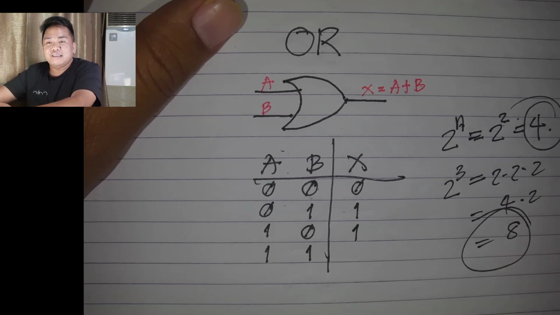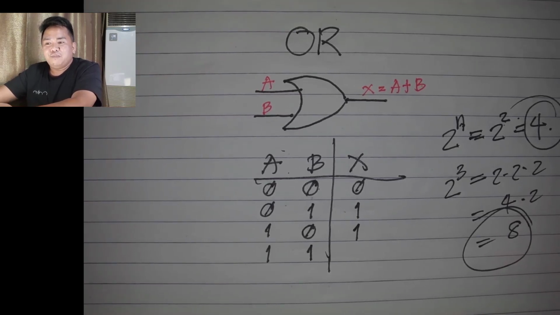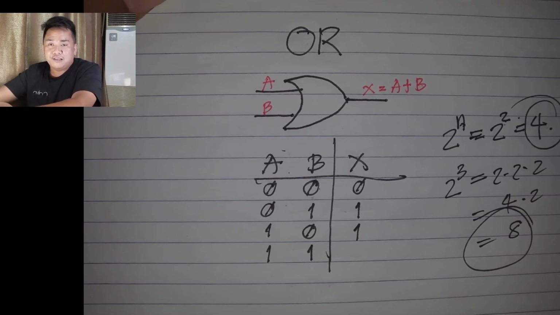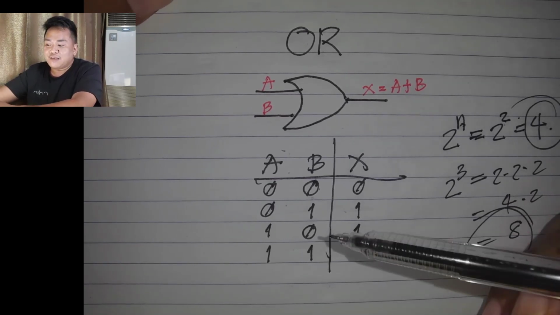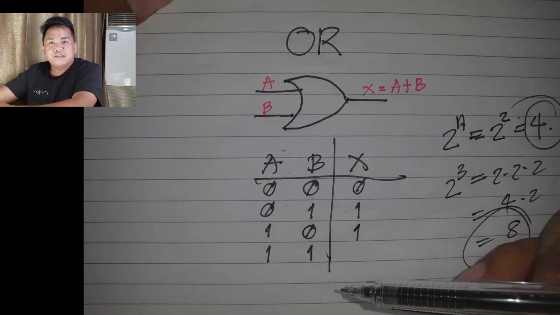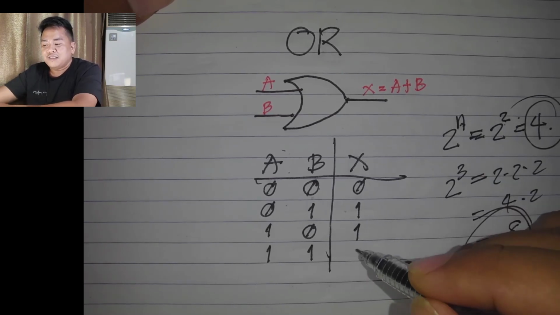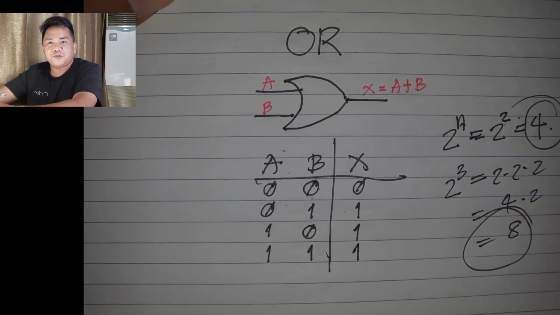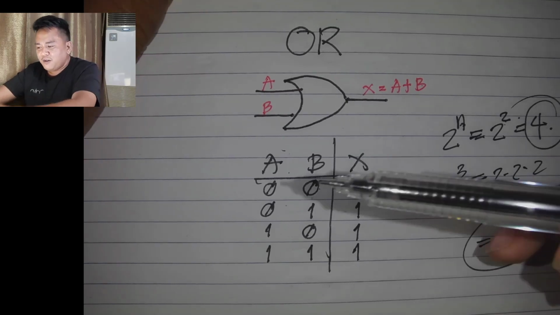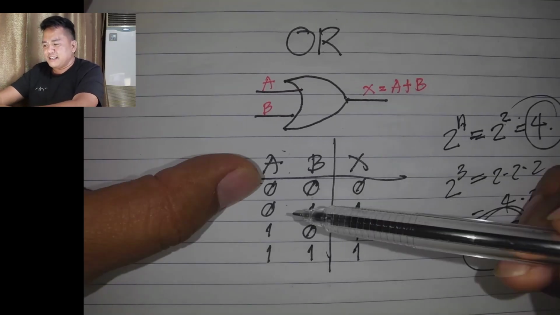In binary, yung valid na numbers are only 0 and 1. In this case, pag maka-encounter tayo ng 1 plus 1, the answer is always 1. Okay? Yun yung OR gate.